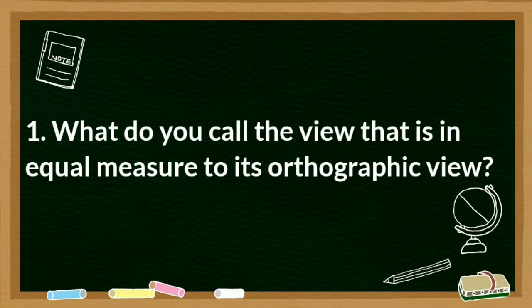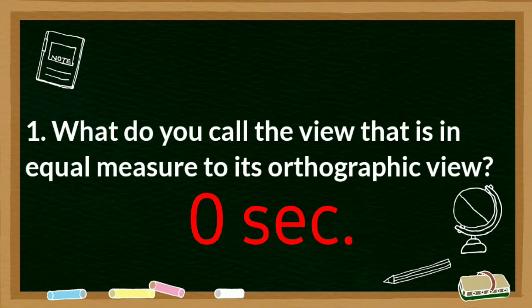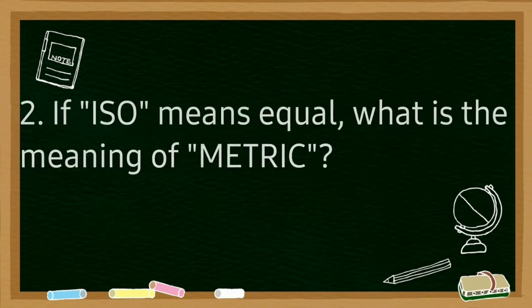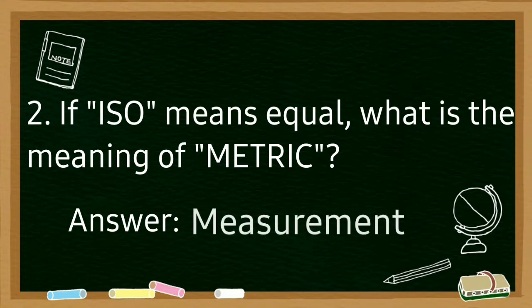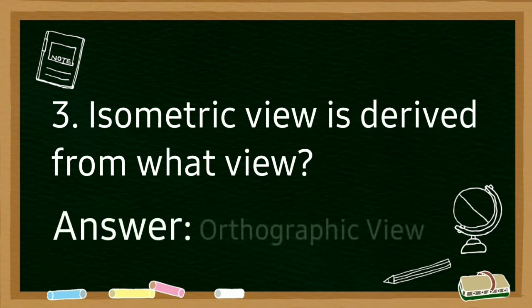What do you call the view that is in equal measure to its orthographic view? You have 3 seconds to answer. The answer is isometric. Next question. If iso means equal, what is the meaning of metric? And the answer is measurement. Last question. Isometric view derived from what view? The answer is orthographic view.